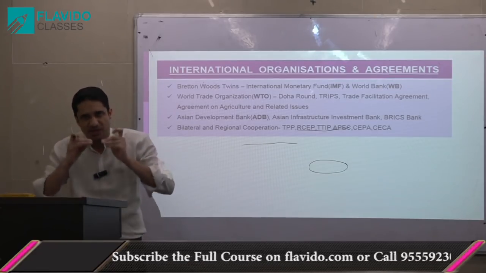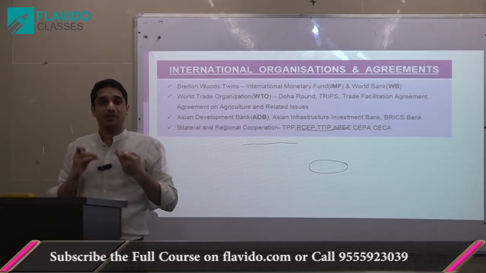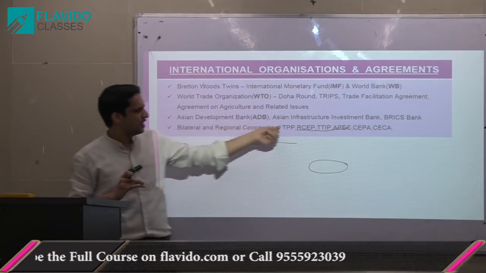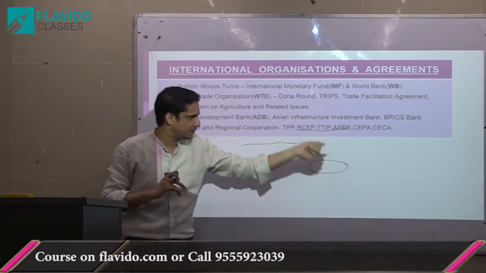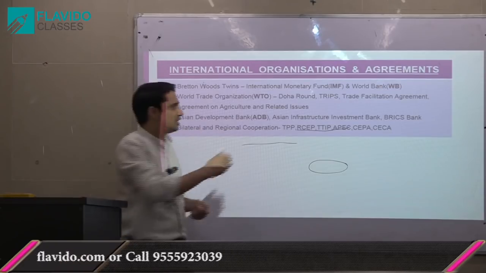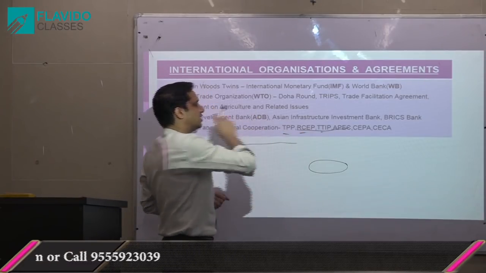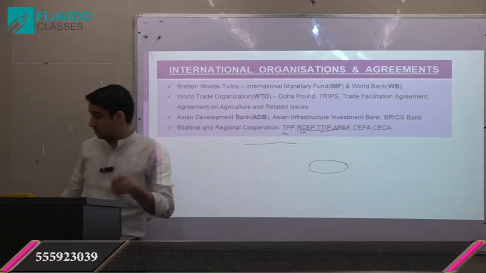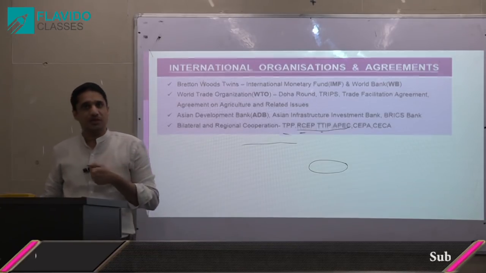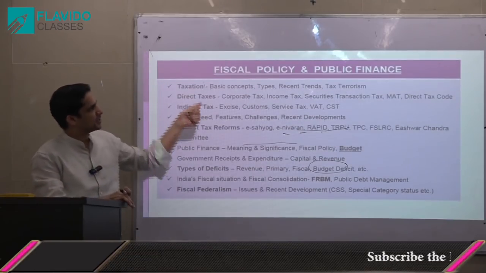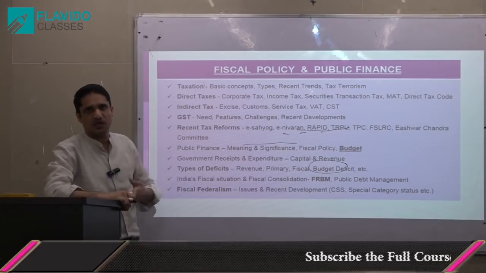And the regional cooperation agreements. For example, we have TPP, RCEP, TTIP. Every year UPSC is asking at least one question from these regional agreements. Then what is SIPA, SICA? Next, in the third unit, we are going to cover the fiscal policy and the public finance, under which we are going to cover FISC.